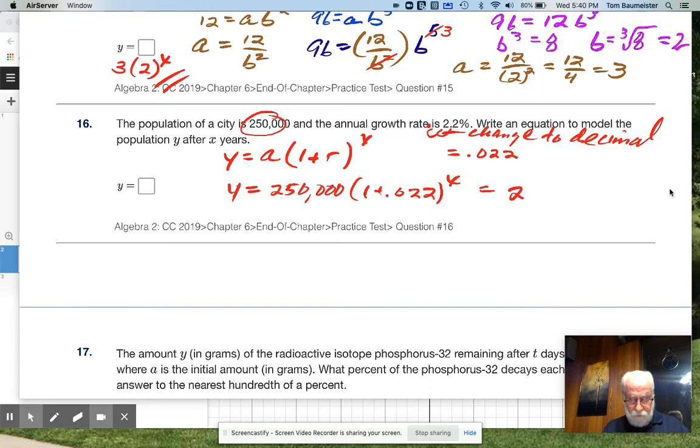So you'll have 250,000 times 1.022 raised to the X power. Let me make that X look a little nicer. Sorry. And there's your answer. Okay.